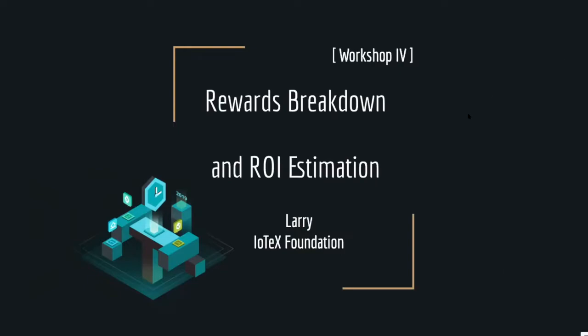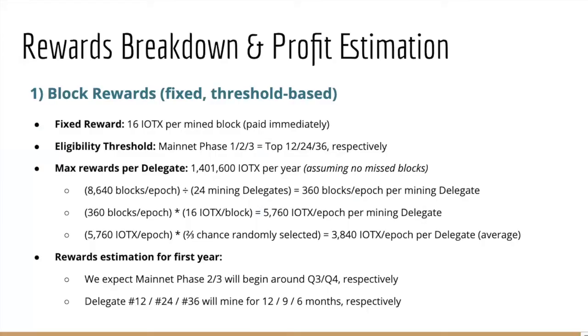So just to jump right in, we want to review block rewards, foundation bonus, and the epoch bonus reward, all three of which are different in nature but combine to create the balanced reward structure that we've set. The first one is block rewards. The amount of block rewards is fixed, and it's also based on a threshold. It's 16 IoTeX per mined block, and that's paid immediately after the block is mined.